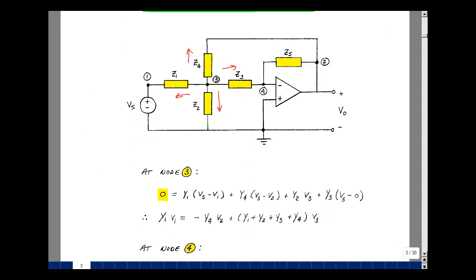Let's rearrange terms. The things that multiply V1 are just Y1, V1, but that's our input voltage. V1 is equal to V sub S. I'll put that on the other side of the equation. So that's considered to be a known. Then my unknowns are V2 and V3. So what multiplies V2 and V3? Well, V2 is just multiplied by minus Y4, and then V3 is multiplied by Y1, Y4, Y2, and Y3.